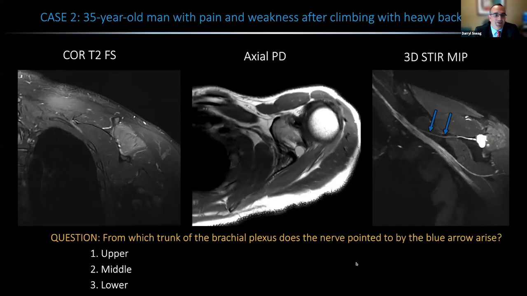Okay, so we're on to case 2. This is a 35-year-old man with pain and weakness after climbing with a heavy backpack. I'm showing you on the top left the coronal fluid sensitive fat suppressed sequence, axial proton density sequence, and on the right is a MIP, or maximal intensity projection, from a 3D fluid sensitive fat suppressed sequence. The question is, from which trunk of the brachial plexus does the nerve pointed to by the blue arrow arise? And the potential answers are upper, middle, and lower.